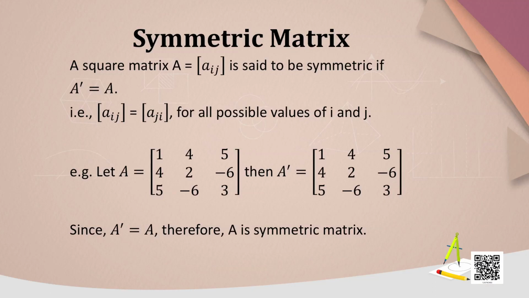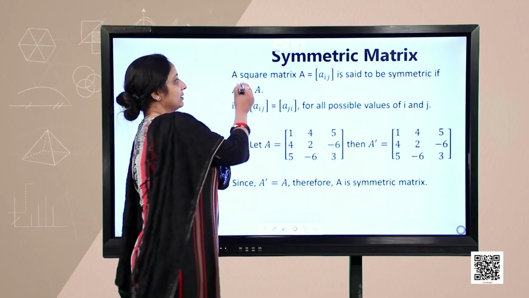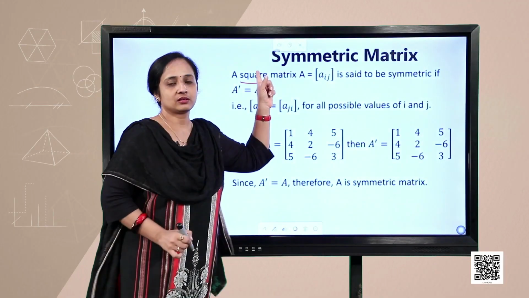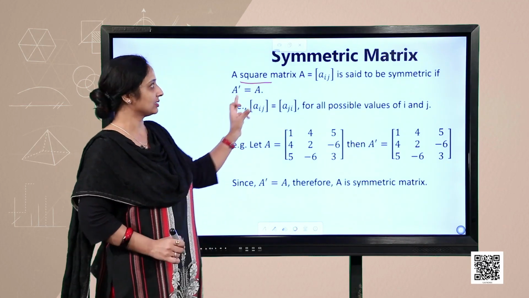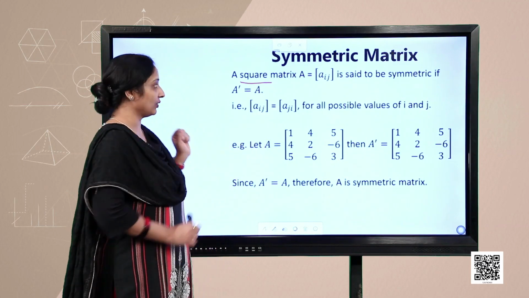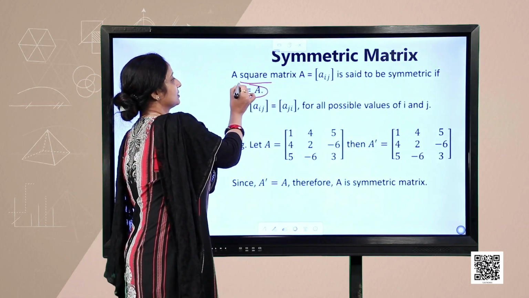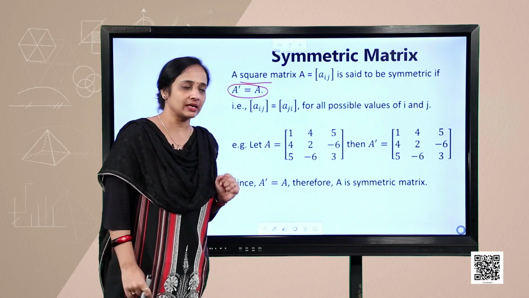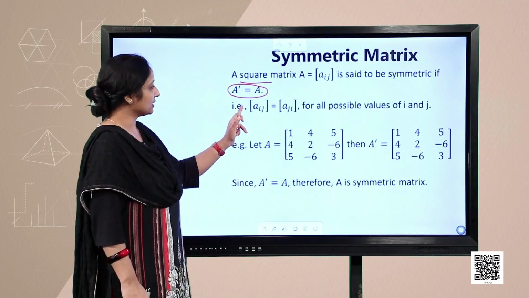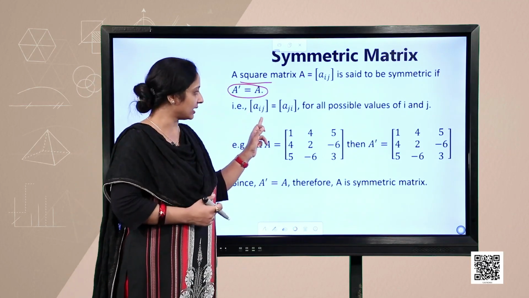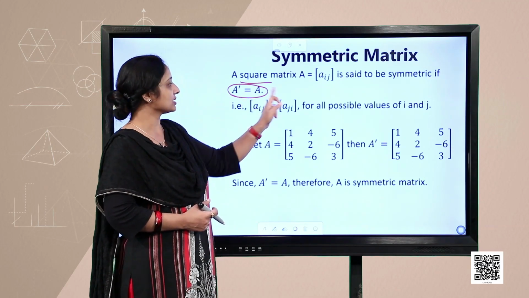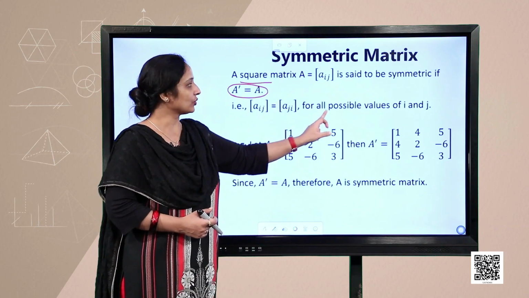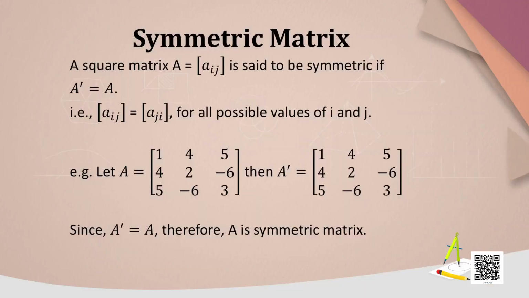Now let's study about symmetric matrix. Now what is a symmetric matrix? A square matrix, take into consideration this term, the matrix has to be a square matrix, is said to be symmetric if A transpose is equal to matrix A. For example, I take matrix A as [aij], then [aji] will be its transpose and both of them are equal for all the possible values of i and j.